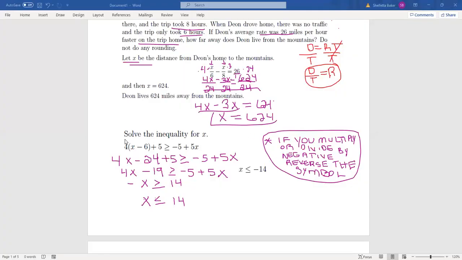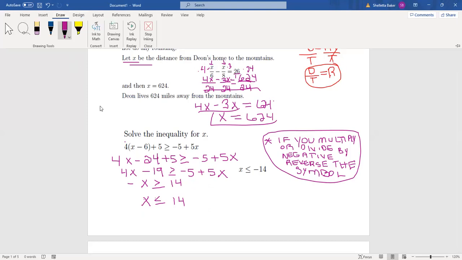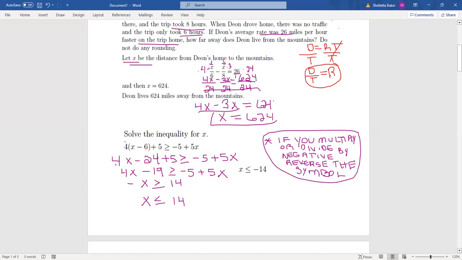So for this problem, when we distribute, we get 4 times the x minus 6, and 4 times x gives us 4x. 4 times minus 6 gives us negative 24. Carry down your plus 5, the greater than or equal to symbol, minus 5 plus 5x. And then we combine like terms. Negative 24 plus 5 gives us negative 19.